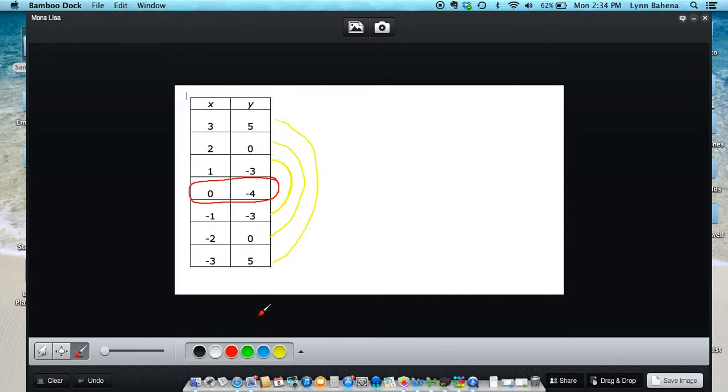Now I need to know if it's a maximum or a minimum. To do this, I'm going to look at my y values. Okay, since my y values are 5, 0, -3, -4, and then they start repeating, my vertex of -4 here is the lowest number out of all of those. It's less than -3, it's less than 0, it's less than 5. That tells me that my vertex of 0, -4 is a minimum. Okay, so that's the first thing we want to look at.